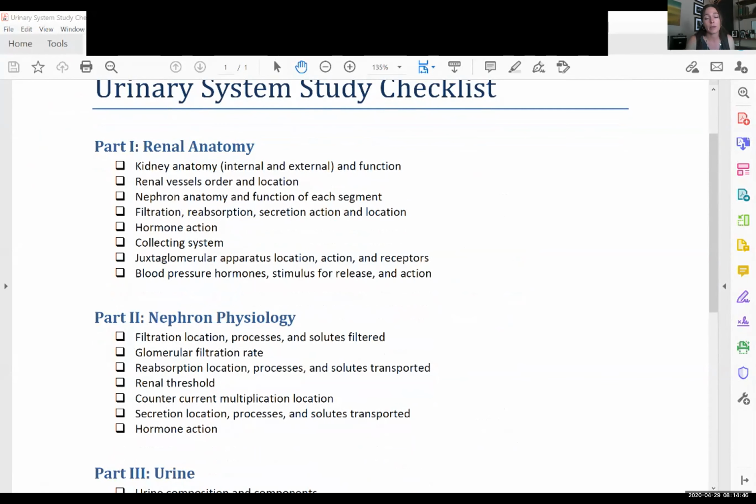And then the best way to study for this is if you go through each one of these items on the list and turn it into a question. Literally, if the checklist says, you should know about renal anatomy, if I go down to this 4th item down, filtration, reabsorption, secretion, action, and location, we'll turn it into a question and say, where does filtration occur? What is the function? What is filtered? Where does reabsorption occur? What location does reabsorption take place? Or what components are reabsorbed? Every single one of these, turn them into a question.